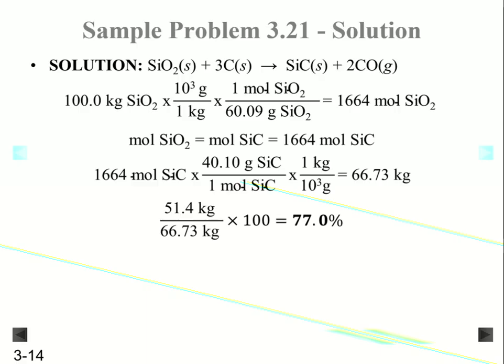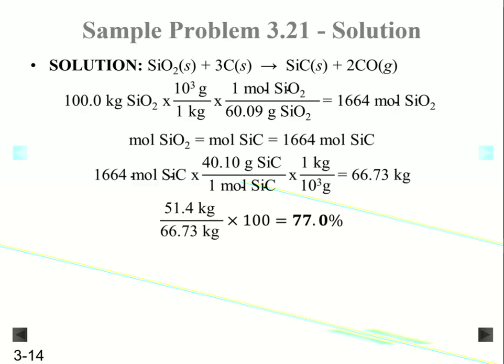So we have 100 kilograms of SiO2, and 100 kilograms is also 100 times 10 to the third grams, and that's included in that first term in the multiplication. Once we know the mass, we divide the mass by the molar mass of silicon dioxide. You would need to calculate this. That's the atomic mass of silicon plus twice the atomic mass of oxygen. In this case, that's 60.9 grams per mole. So you take that ratio, and your final answer is 1,664 moles of SiO2.